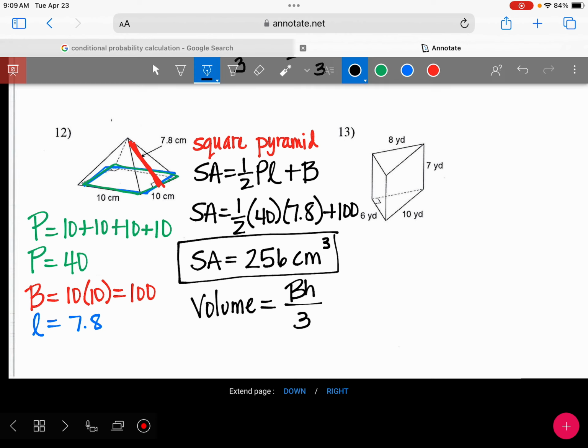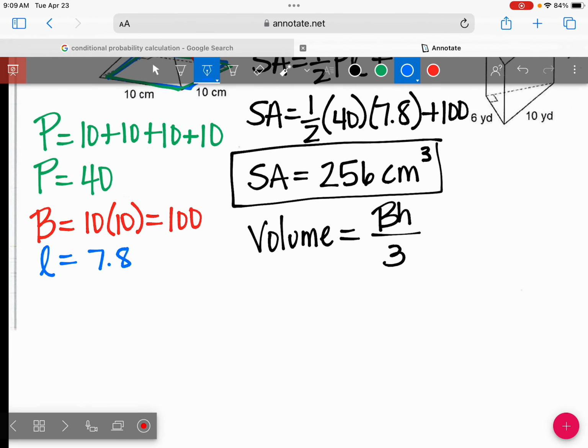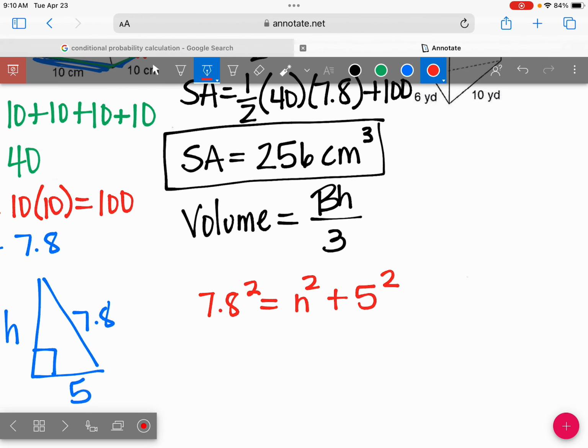All right, so that's your formula for volume. So we need to find H because we don't know H. So to find H, that would be this height here. I know this is 7.8. And then the bottom is going to be 1/2 of 10, which is 5. So H is going to be 7.8 squared equals H squared plus 5 squared. So let's go ahead and figure out what that number is.